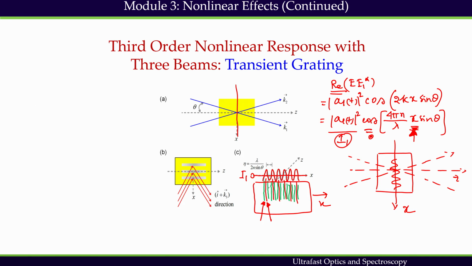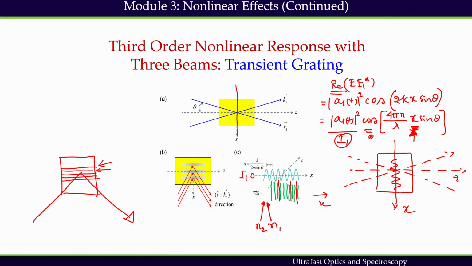So what does it mean? It means that the medium refractive index here and the medium refractive index here are different. So I have a medium where I have transiently created this grating, and these points have a different refractive index compared to this empty space. If I have a third beam coming along this direction, it will be diffracted back due to this grating, and that's exactly what we have shown.